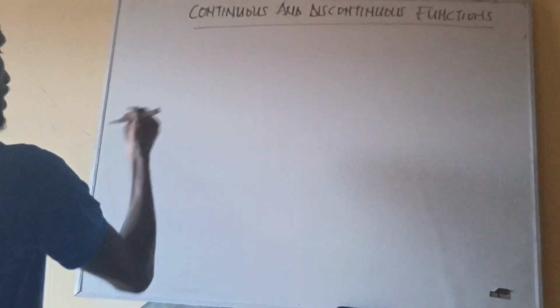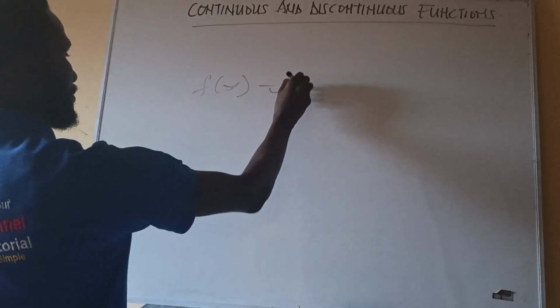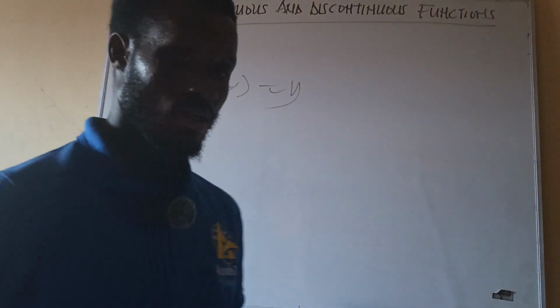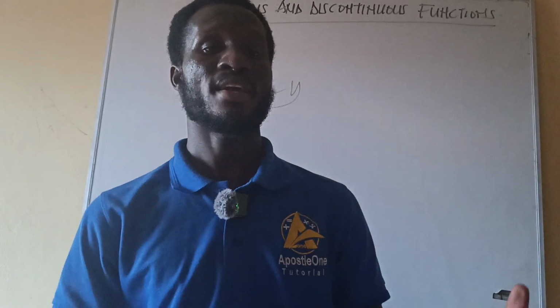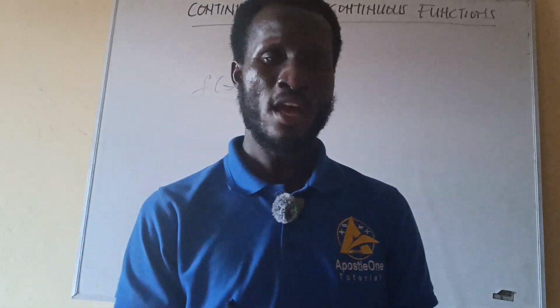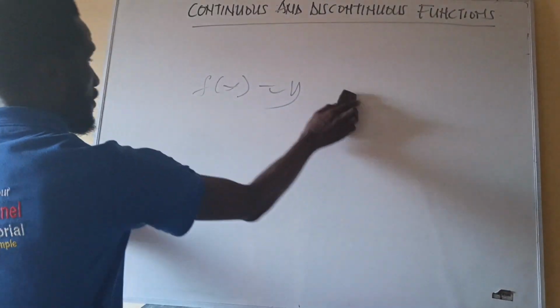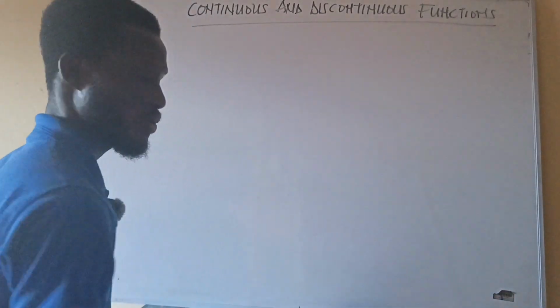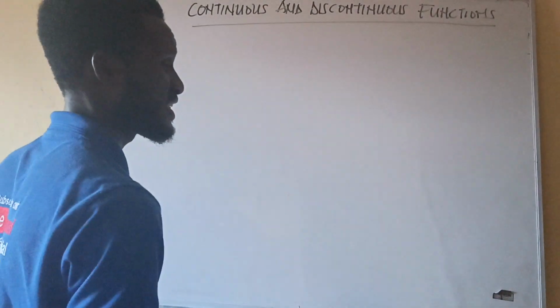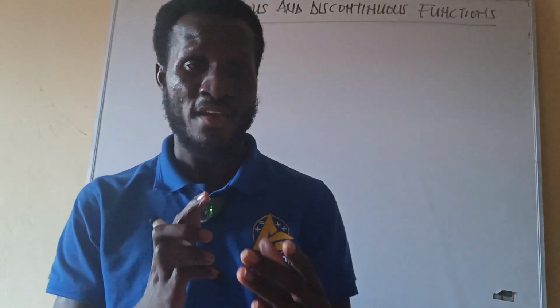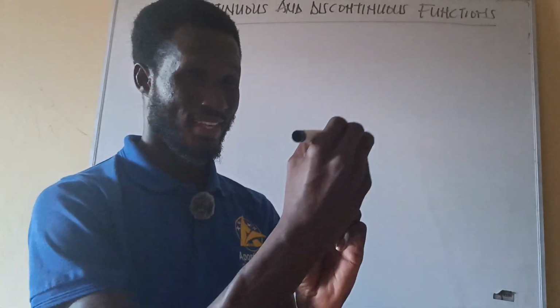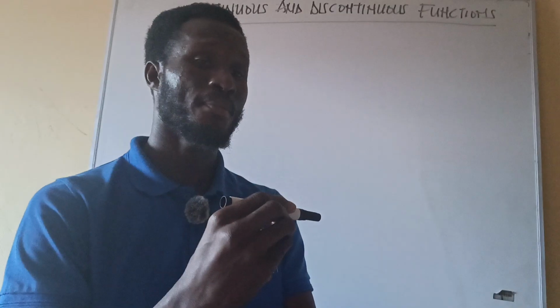Follow me closely. Now, when we say a function is continuous, a function is any function in the form of f of x, or y. And a function can be a polynomial function, it can be a rational function. Now, for a simple explanation, when we say a function is continuous, it means that I can sketch or draw the curve of that particular function without lifting my pen.